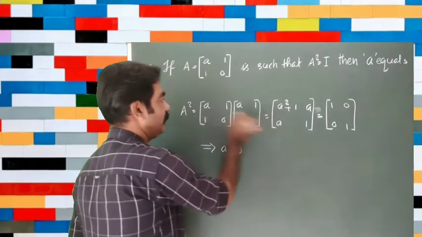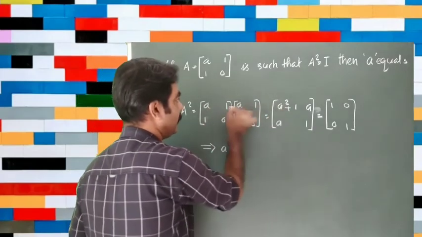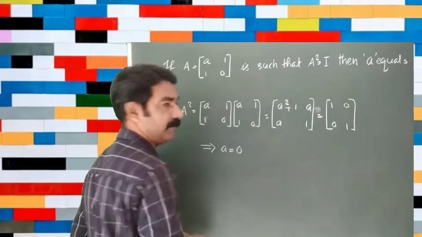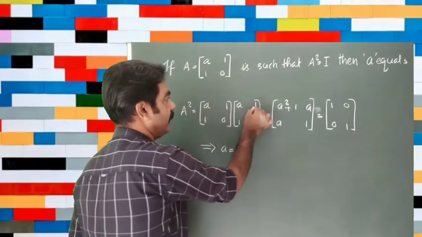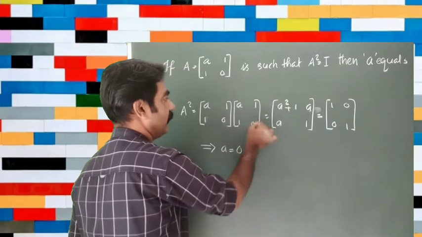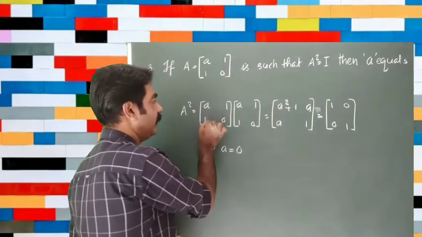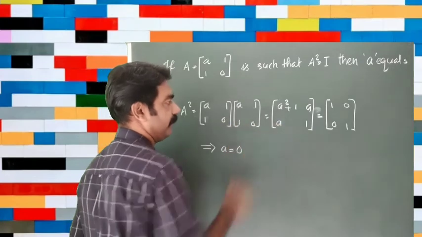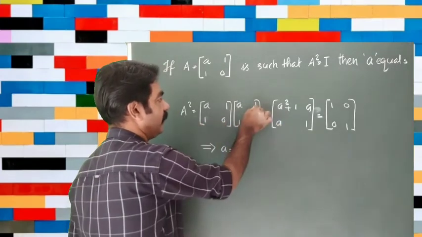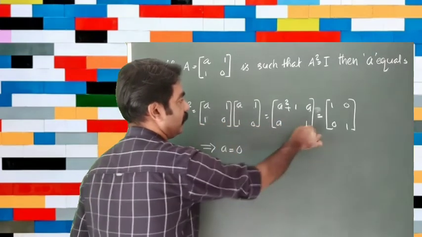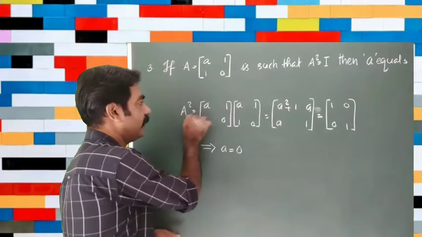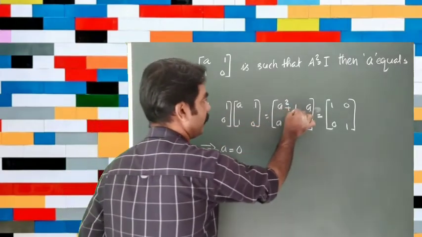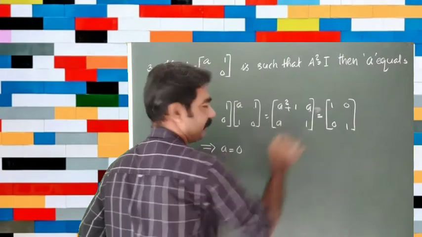A into A: a square plus 1 into 1 is 1, so a square plus 1. Then a into 1 is a, plus 1 into 0 is 0, so a. Similarly, 1 into a is a, plus 0 into 1 is 0, so it is a only. Then 1 into 1 is 1 plus 0 into 0 is 0, so only 1. So we got A square is equal to the matrix with a square plus 1, a, a, 1.